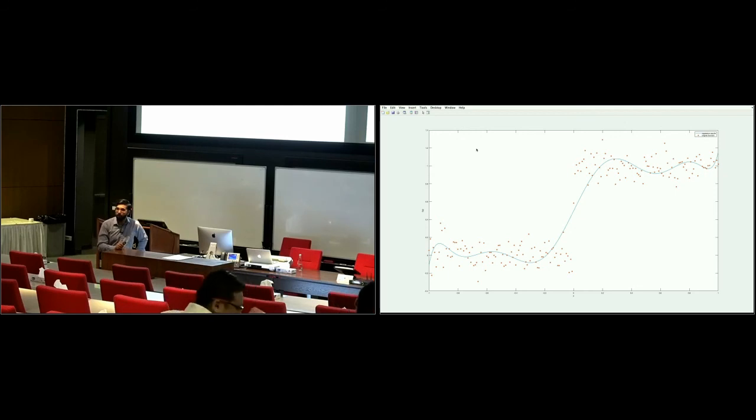Okay. Any questions? Yes. It's Heaviside function, but you have added some noise to it, so it doesn't look like Heaviside anymore. But let's remove the noise and let's see what happens.